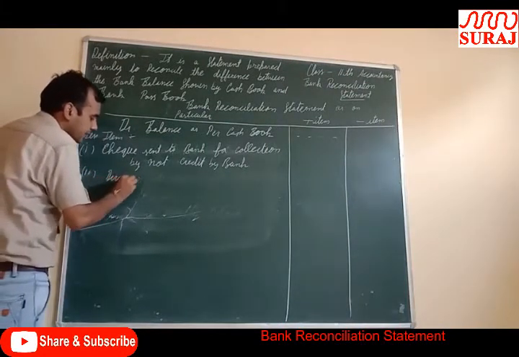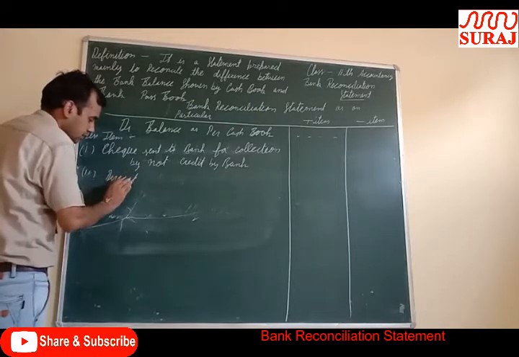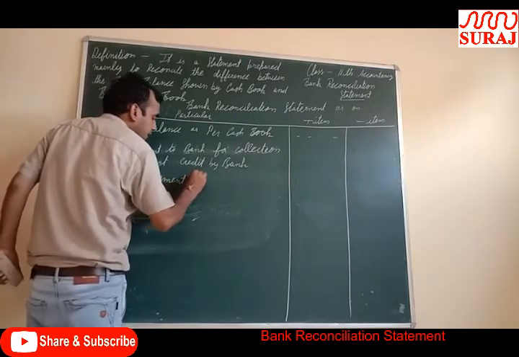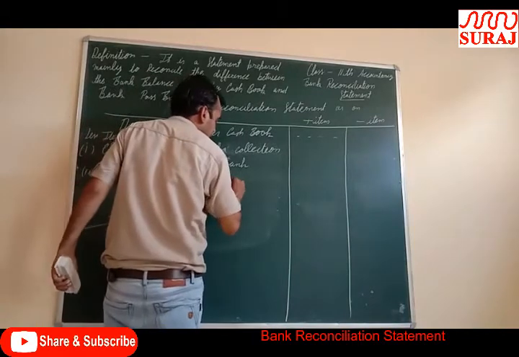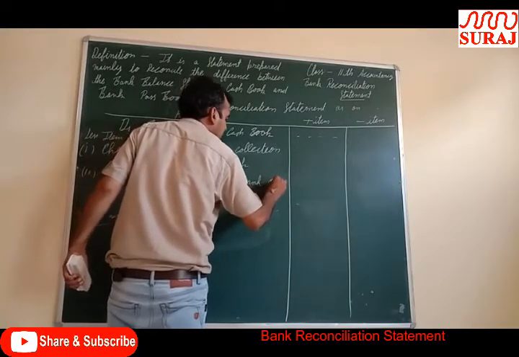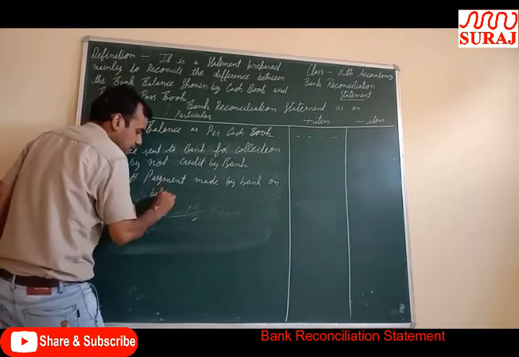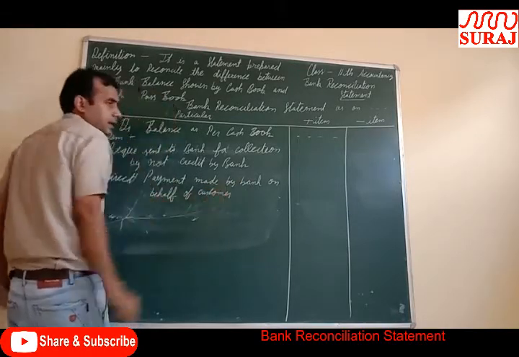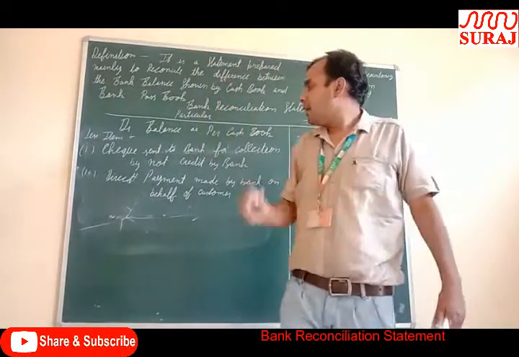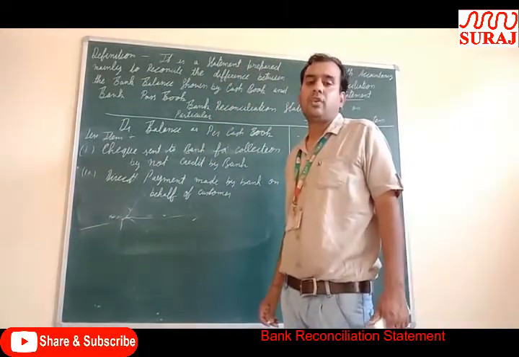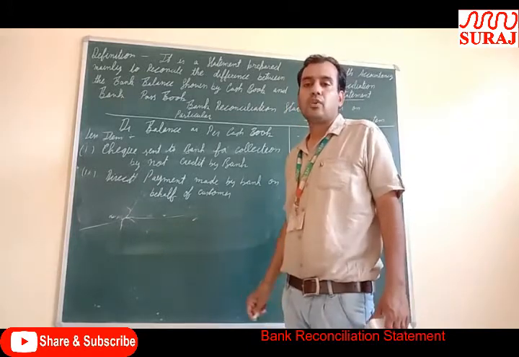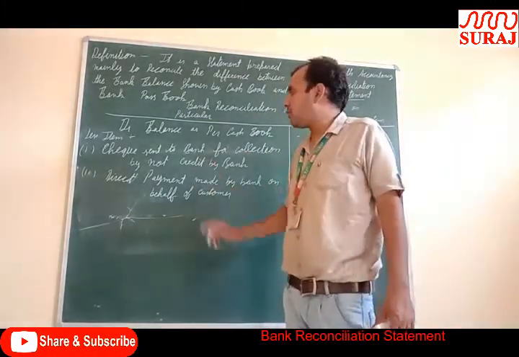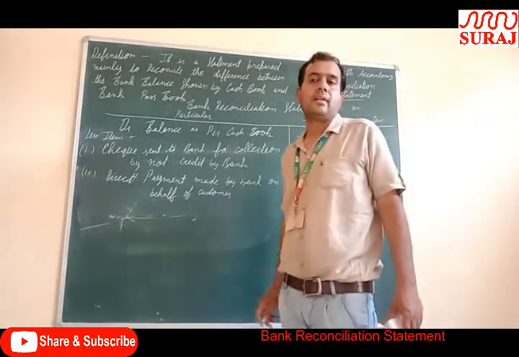Direct payment made by bank on behalf of customer. If the bank makes any payment on behalf of the customer, then your bank passbook will decrease. No effect on the cash book. To reconcile the cash book, you should subtract from the cash book and that is your minus item.